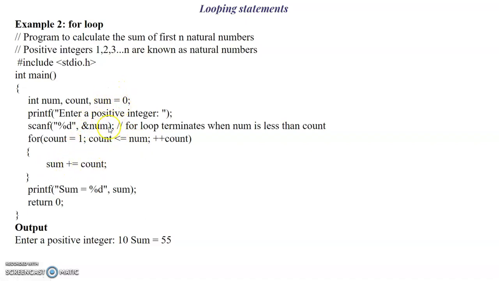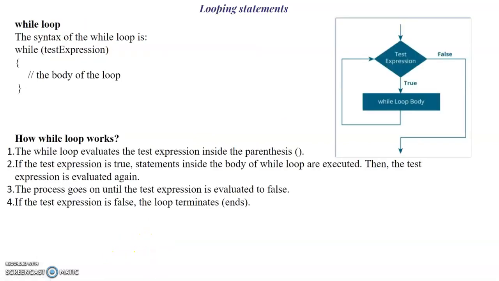So the first time, suppose I have entered the number as 10, then count will be 1. 1 is less than or equal to 10, so sum will be sum plus count, which is sum plus 1, which becomes 1. Then count will become 2 by the count plus plus, and 2 is less than or equal to num. So sum will be 1 plus 2, which is 3. Likewise it goes on incrementing, comparing the count against less than or equal to num. It keeps repeating, and once the count value becomes greater than num, it comes out and prints sum. So if the positive integer entered is 10, then it prints sum equal to 55.